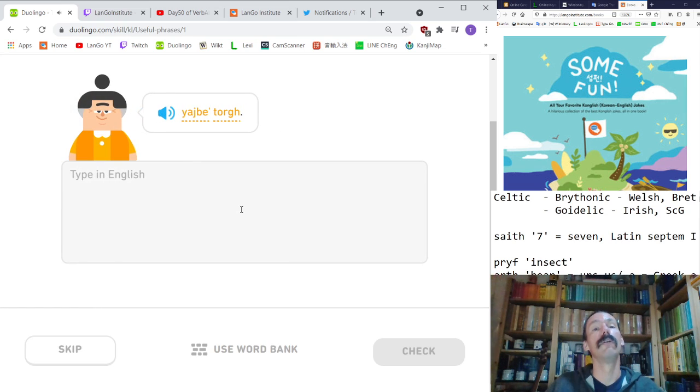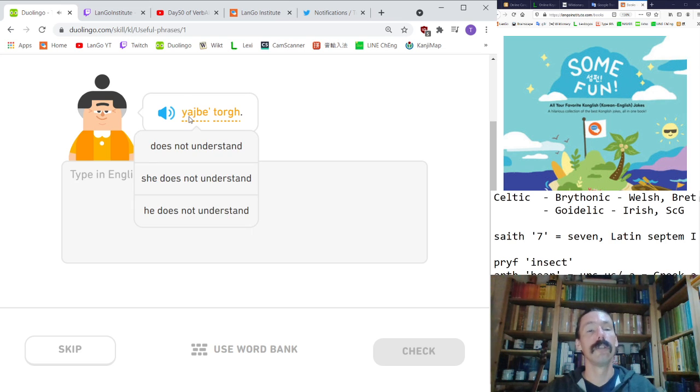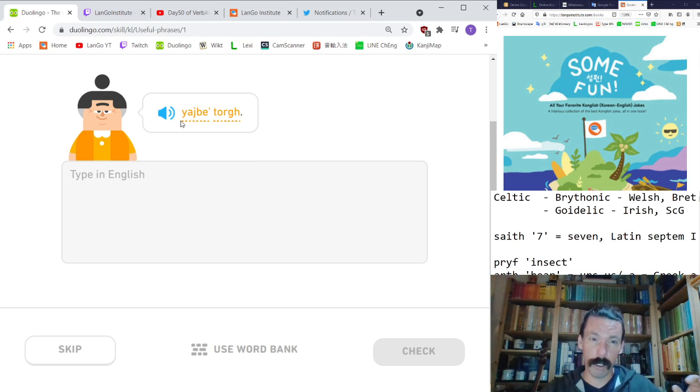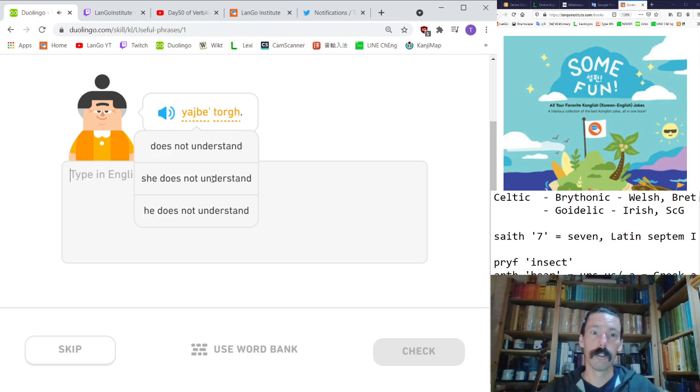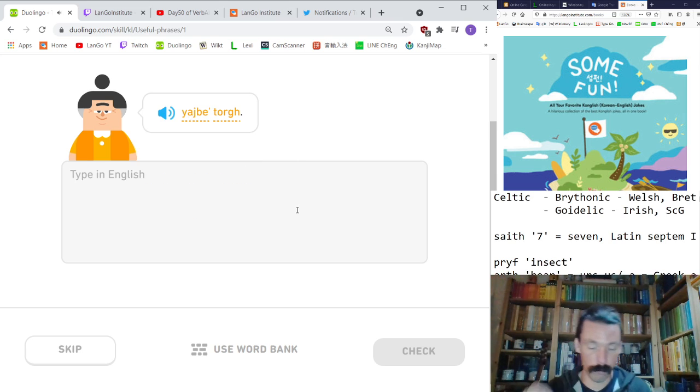Yajbet torg. Bet, I think, was the negative. Yajbet does not understand. So it's the root of understanding. And I think a convenient way to start thinking about these is that there's a zero prefix there on this verb. Yajbe. It's a position where there would be one, but for this position in the paradigm, there's nothing. And then torg is a name. So torg, and the order is verb, subject. Torg does not understand.